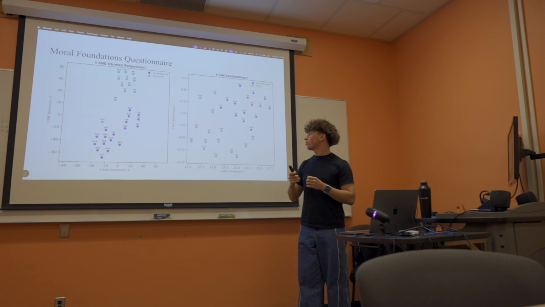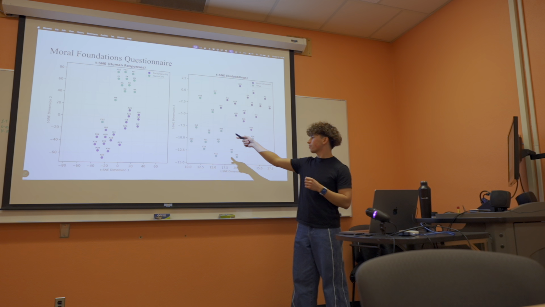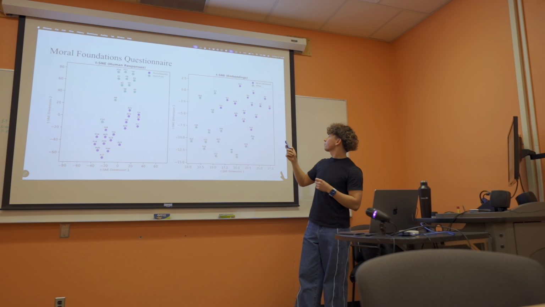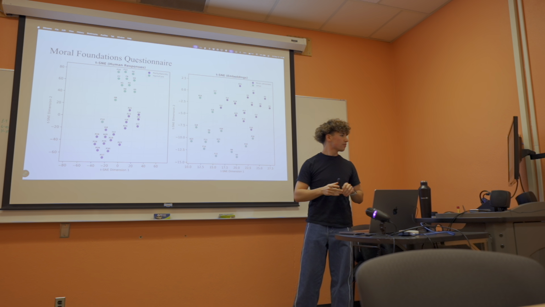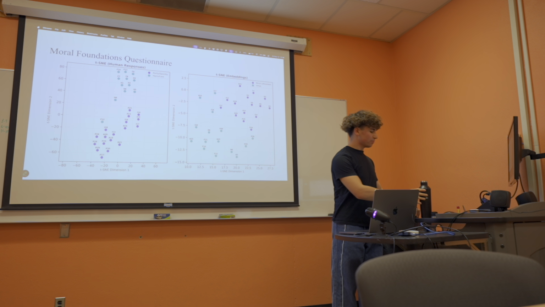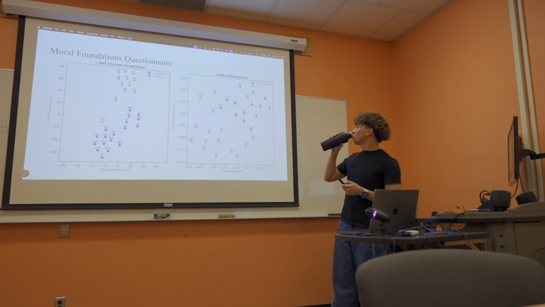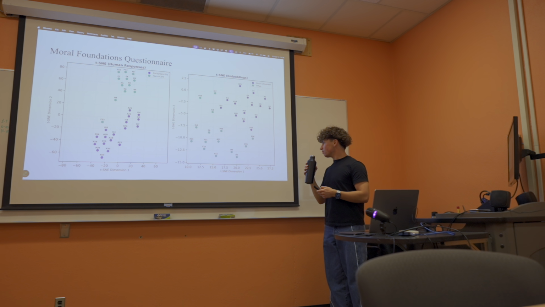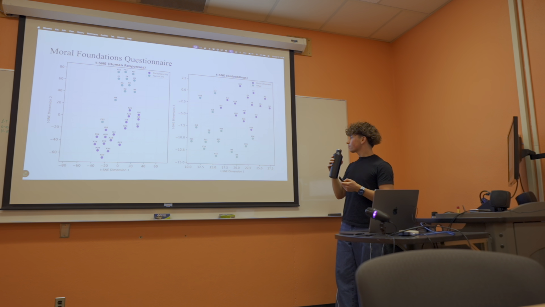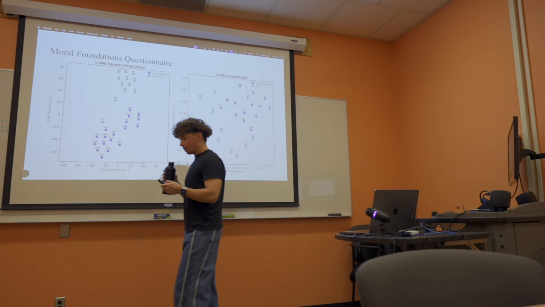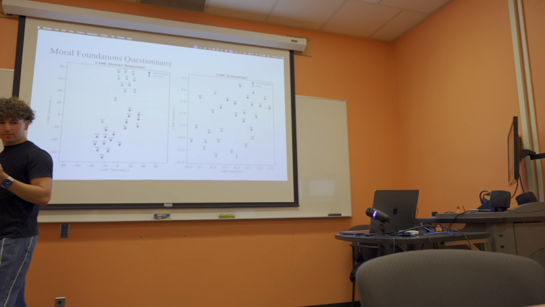For the human data, most items loaded onto the purity/sanctity and harm/care factors, which are the first 2. But the LLM data, the names it came up with were moral causeness and virtue, which is interesting. But I don't think it makes a lot of sense.